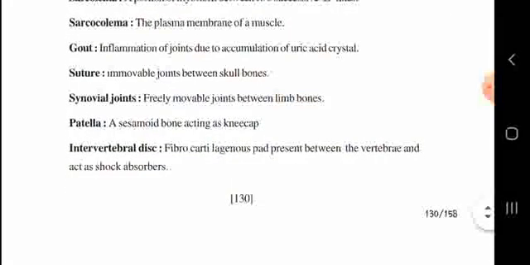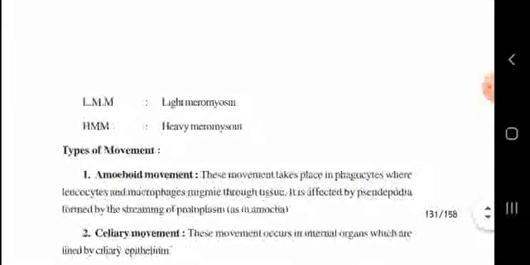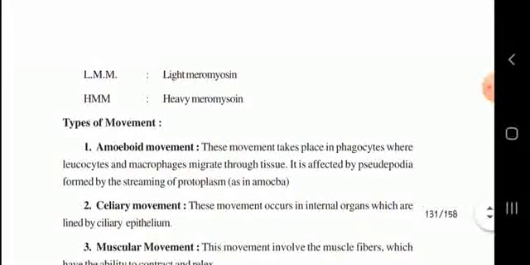And sutures: immovable joints between the skull bones. And LMM and HMM: light meromyosin and heavy meromyosin.